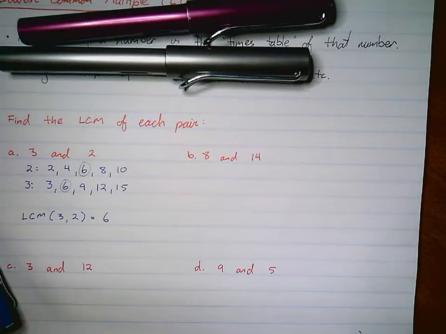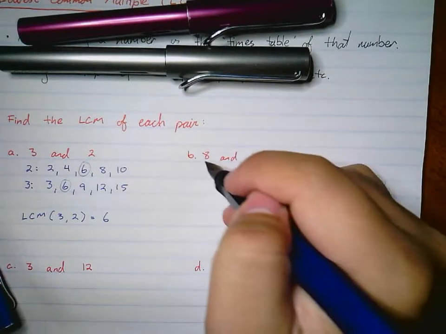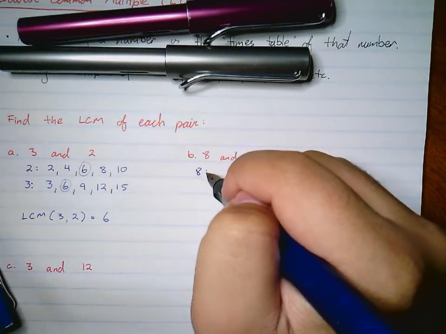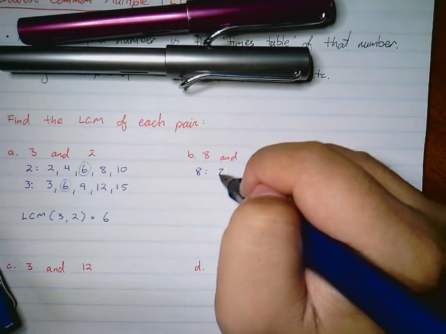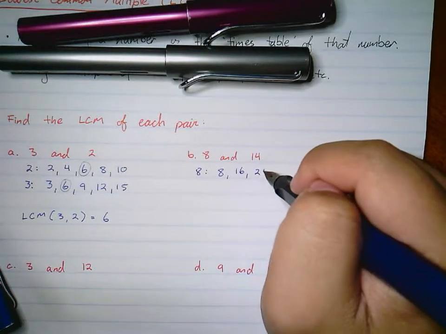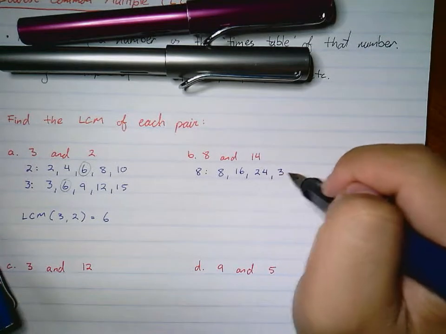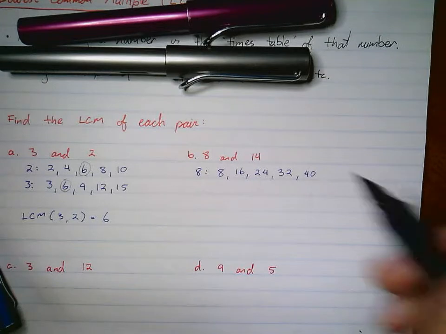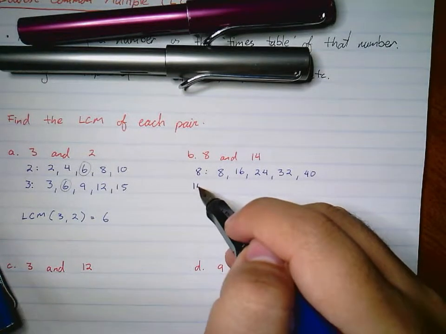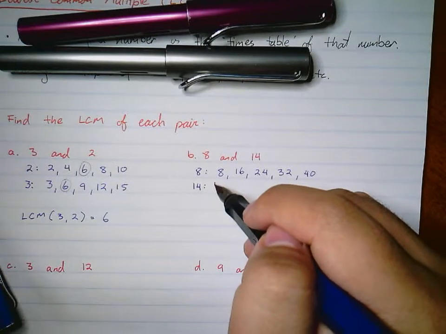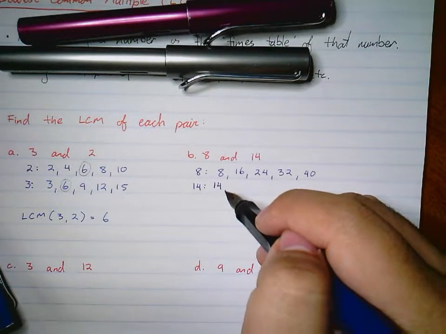Let's go again with this example. That's lowest common multiple between 8 and 14. Let's do multiples of 8. 8, 16, 24, 32, and 40. Let's keep going now. Multiples of 14. This is where it gets a little tricky. 14 is the first one.